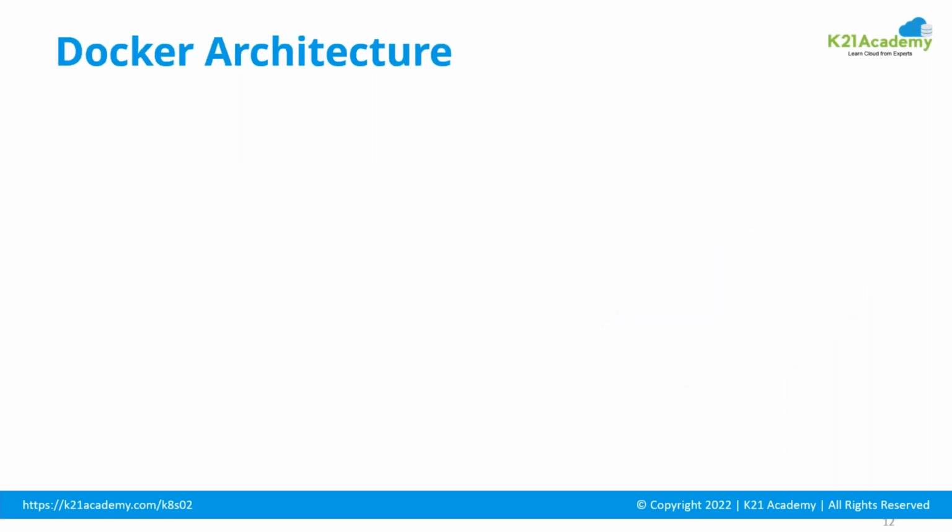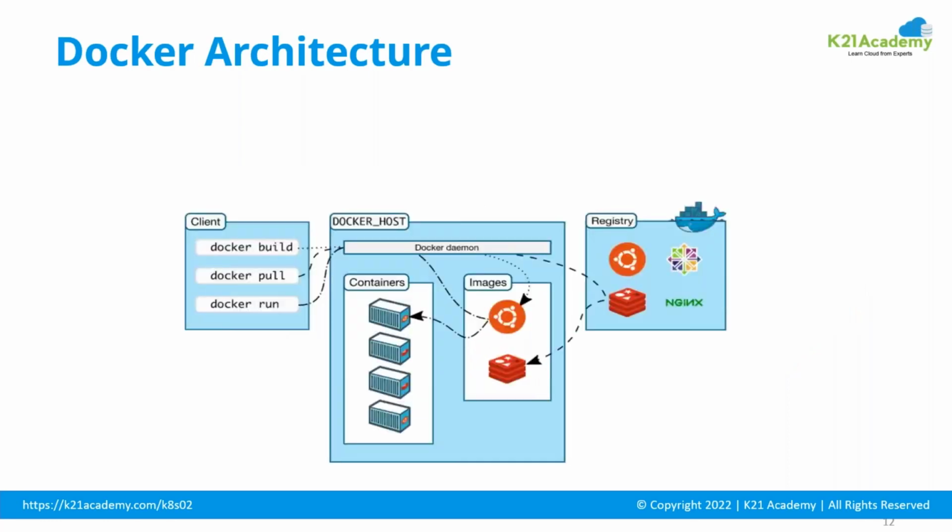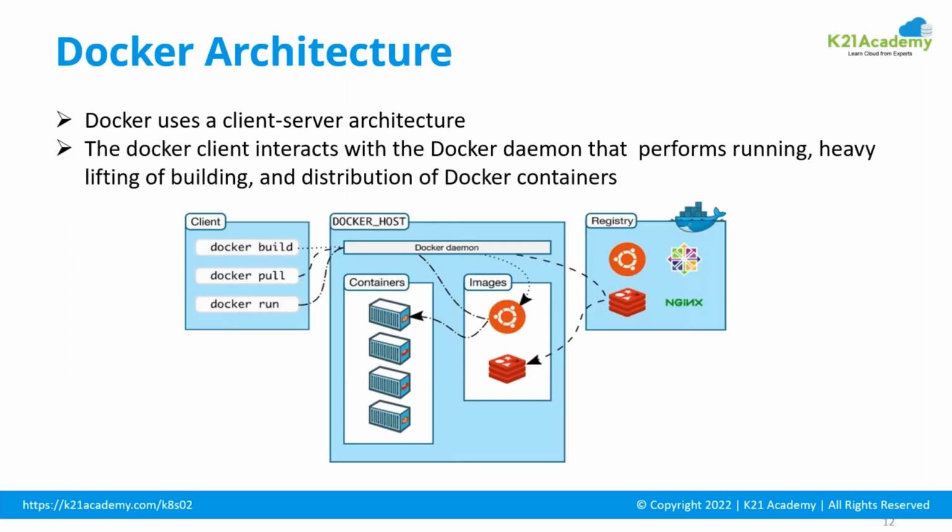Let's take a look at the architecture. I understand the time I've been given is a little less, so we will look at the architecture from a 10,000 feet view. Docker makes use of a client-server architecture. The simplest setup is where both the client and the server are running on the same machine. You have the client, you have the server, both running on your same machine.